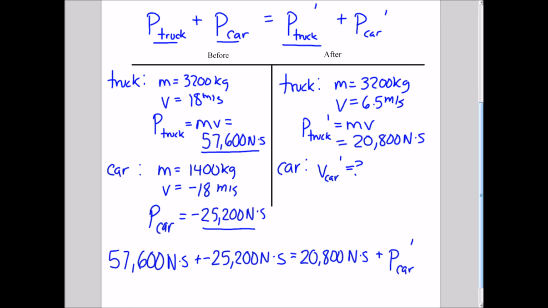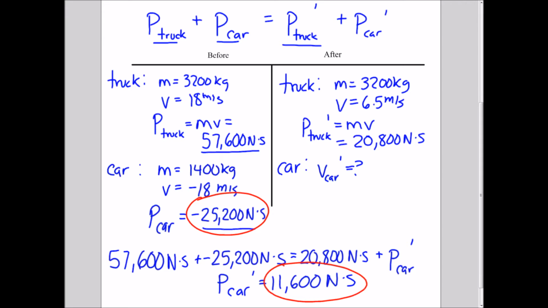Okay, well now I just simply do all the subtraction to find out what the momentum of the car afterwards is. And I come up with a momentum of the car afterwards to be 11,600 Newton seconds. Okay, now that answer makes sense. The car originally had a momentum of negative 25,200 Newton seconds, and now it has a momentum of positive 11,600 Newton seconds. That means the car actually turned around and is now going the other way, which is exactly what happened in this problem.